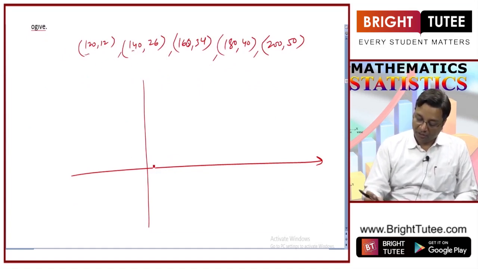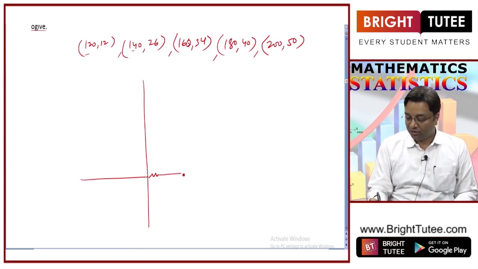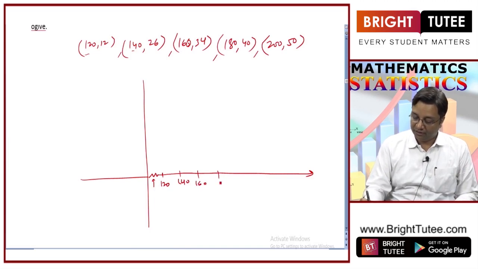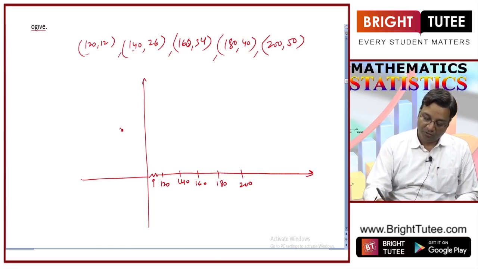So, let me draw a kink here. This is known as kink. If there is some gap, we will draw this kink, right. So, let us start with 120 here, right. So, I am directly starting with 120 here, that is why this kink here, and next let it be 140, 160, 180 and 200, and on the y axis we will have cumulative frequencies. Okay. So, let us take 10, 20, 30, 40 and 50 here.